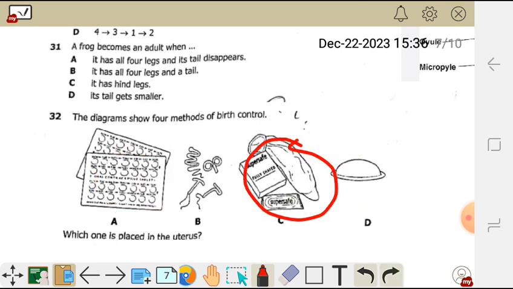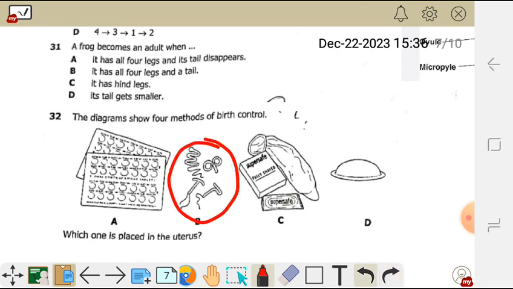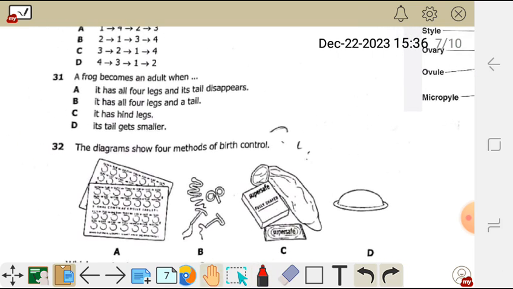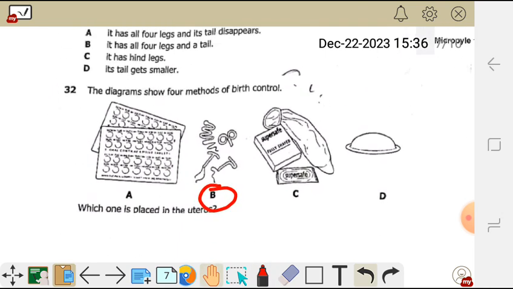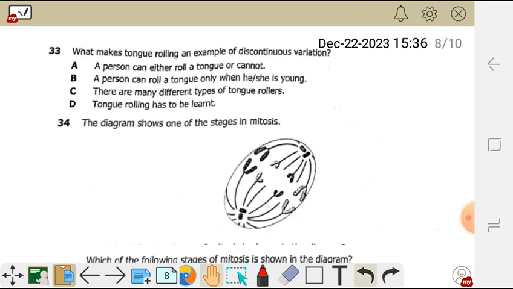So these ones, the IUD, are the ones which are placed in the uterus to prevent pregnancy for birth control. So the correct answer is B. B is the correct answer here. So we move on to question 33.